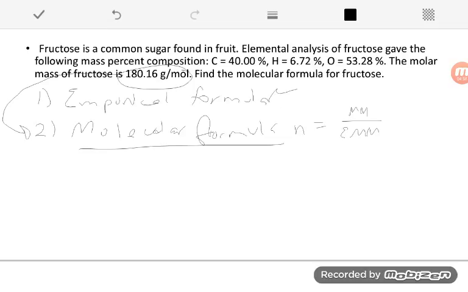Instead, I'm going to follow the steps to get my empirical formula, which is where I take these guys, I convert them to moles, write a pseudo formula, divide by the smallest number. So we have percentages, but we're just going to call them grams because we could pretend we have 100 grams of sample and then those would all be grams.